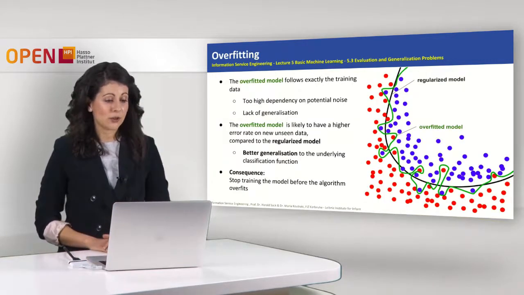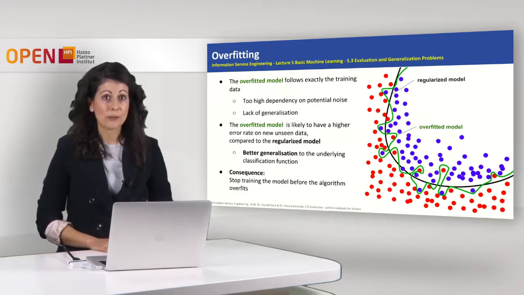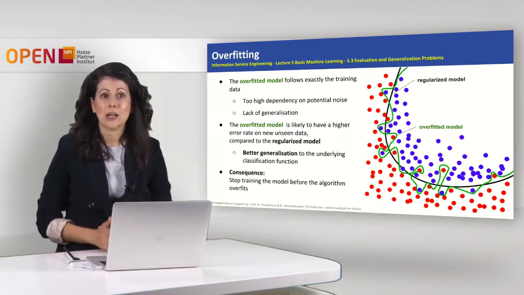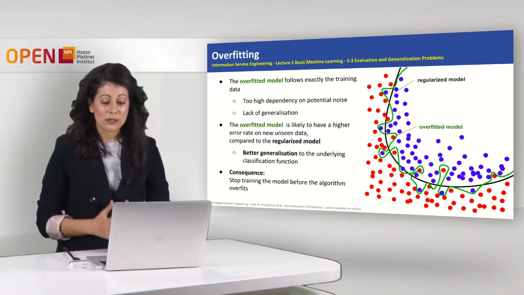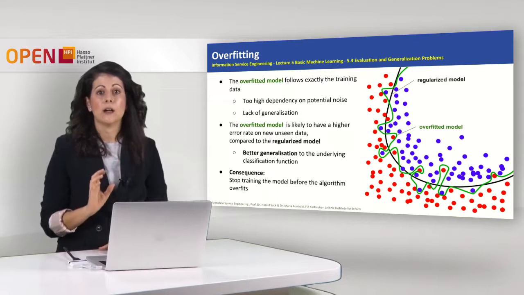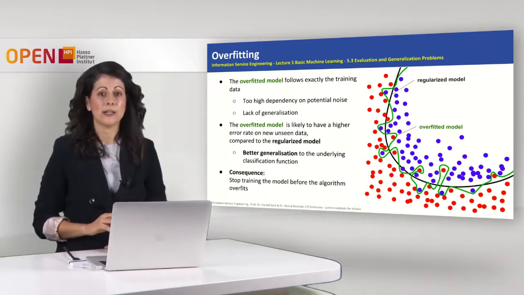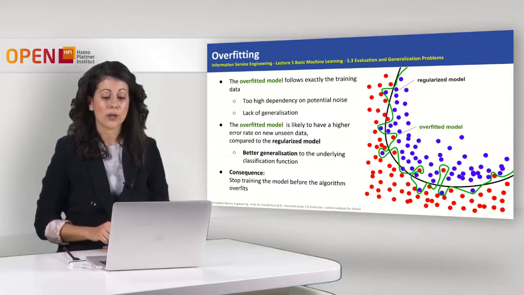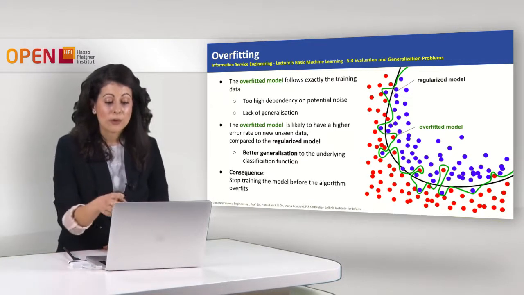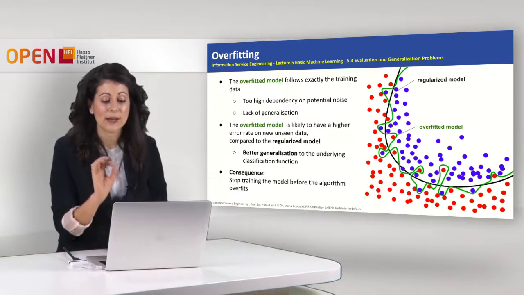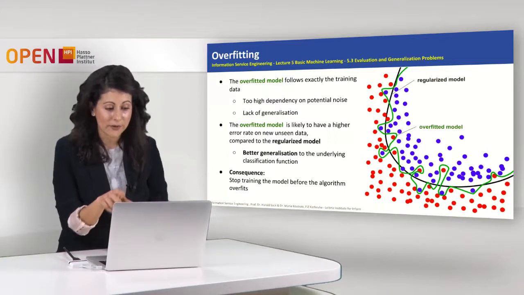And let us now briefly talk about overfitting, which we also mentioned in the beginning. So, overfitting models follow exactly the training data. They are really focusing on the training data and trying to adjust perfectly to it. Here in the example that we have, you see that with the black curve we have a regularized model, while with the green curve we have an overfitted model.